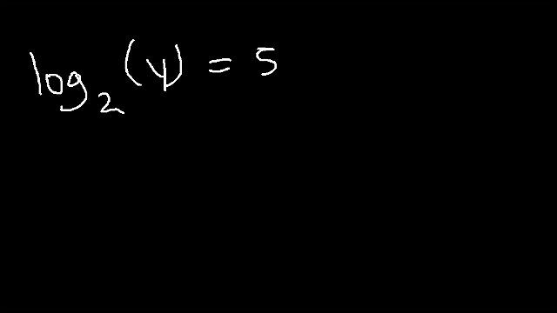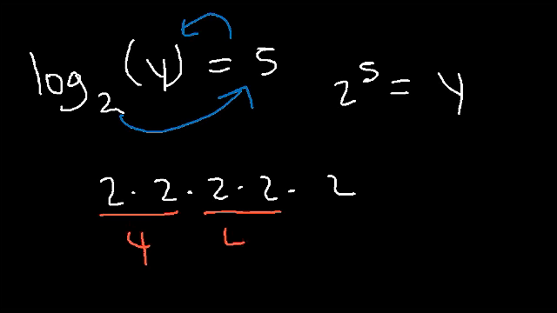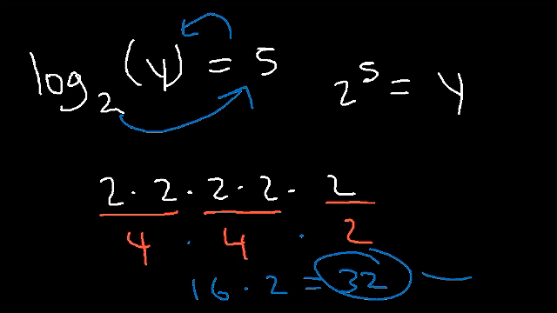Try this one. Log base 2 of y is equal to 5. If we convert it to exponential form, 2 raised to the 5th power is equal to y. 2 to the 5th power is 2 times 2 times 2 times 2 times 2, 5 times. 2 and 2 makes 4, and 4 times 4 is 16. 16 times 2 is 32. So y is equal to 32.